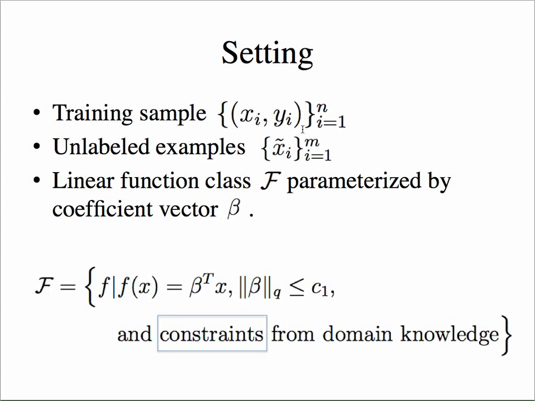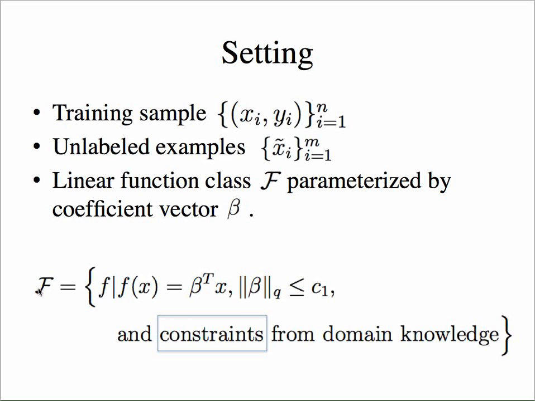In our setting, the training sample will be represented using x_i, and there will be n such examples. The unlabeled examples will be represented using x tilde i, with i varying from 1 to m. The linear function class will be represented using script F, parameterized by a coefficient vector beta.